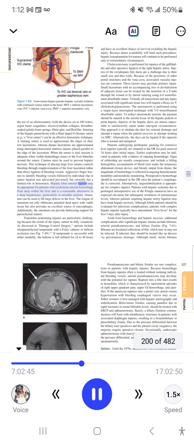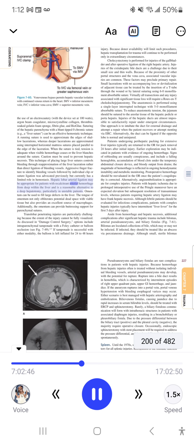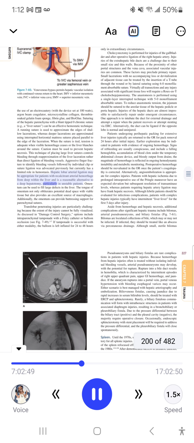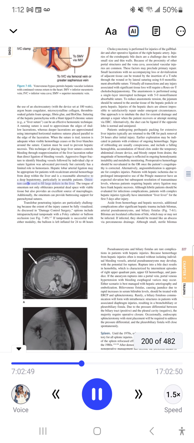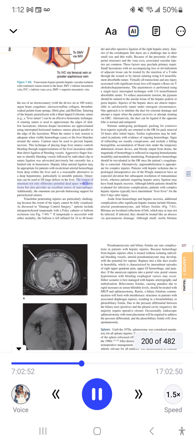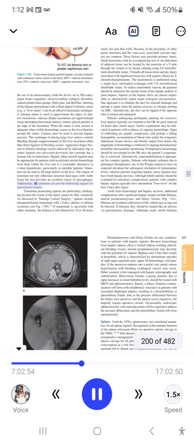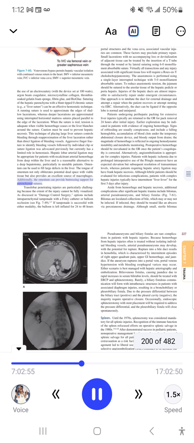Hepatic lobar arterial ligation may be appropriate for patients with recalcitrant arterial hemorrhage from deep within the liver and is a reasonable alternative to a deep hepatotomy, particularly in unstable patients. Omentum can be used to fill large defects in the liver. The tongue of omentum not only obliterates potential dead space with viable tissue but also provides an excellent source of macrophages. Additionally, the omentum can provide buttressing support for parenchymal sutures.